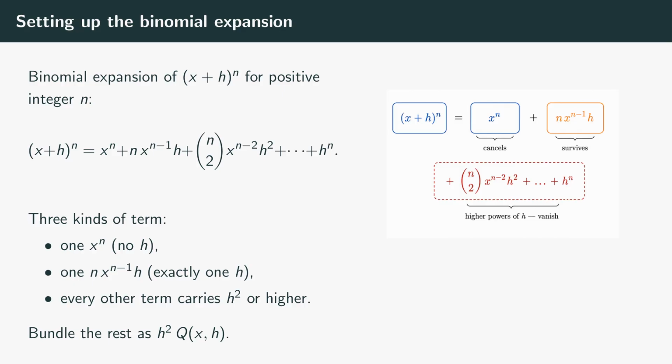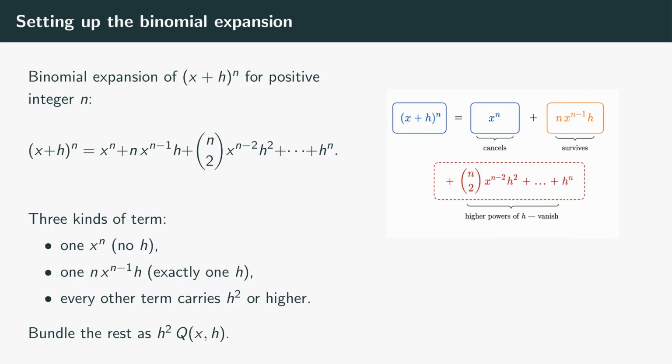The proof is one careful expansion. We need the binomial theorem for x plus h to the n with n a positive integer. The theorem says you get a sum of n plus 1 terms. The first term is x to the n, with no h's at all. The second is n times x to the n minus 1 times exactly one factor of h. Then a term with h squared, weighted by n choose 2. Then h cubed, and so on, out to a final term that's pure h to the n.